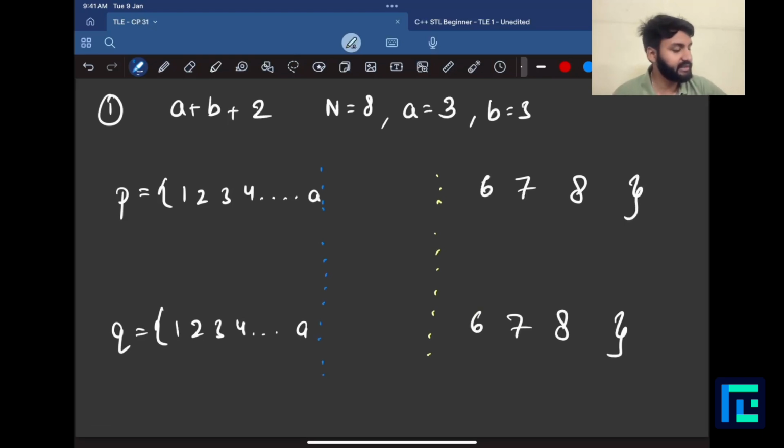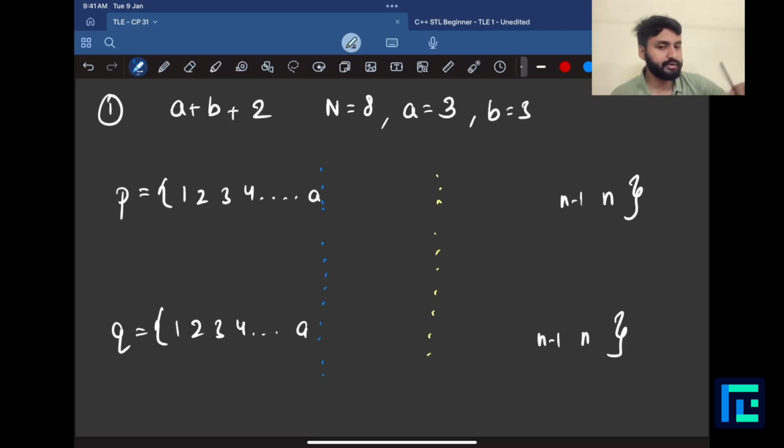Or, keeping this in a generalized manner, what I can write over here is: you have n, then this would be n minus 1, and so on, till how much limit do you want? This is n minus b plus 1, and this can be n minus b plus 1. Alright, I hope this makes sense: from the back, all I'm doing is setting up the numbers from n minus 1 to n minus b plus 1 range in both p and q.